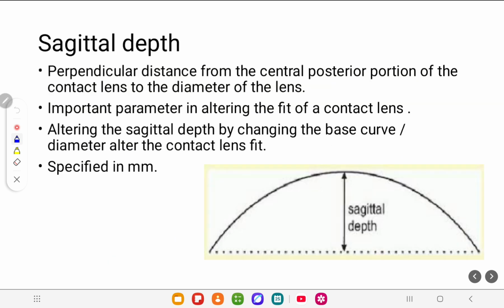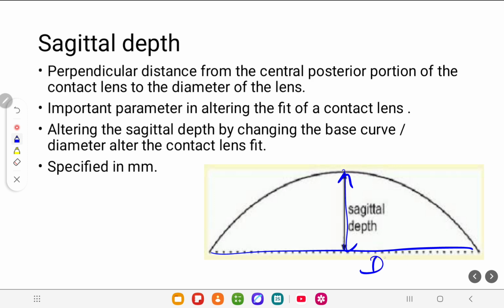So again we came to sagittal height, because I have already told you sagittal height is very, very important. We can talk about sagittal height like 50 times. Sagittal height is basically the perpendicular distance from the center of the posterior portion of the contact lens to the diameter of the lens. First, I want you to see the contact lens as one chord of the circle. It's not a circle, it's definitely one chord of the sphere, but for now one chord of the circle. So this is the chord, this is the diameter, and definitely this is the sagittal depth.